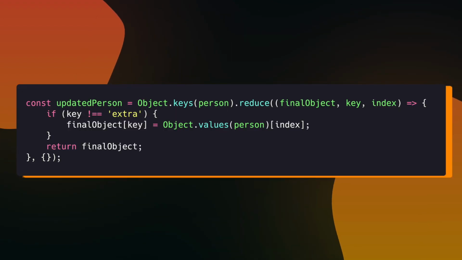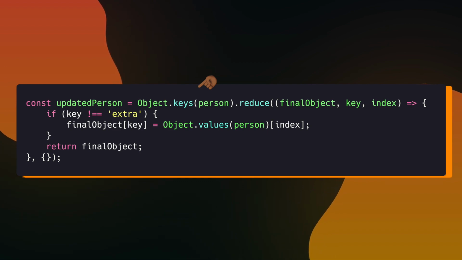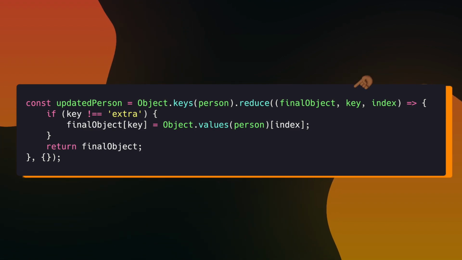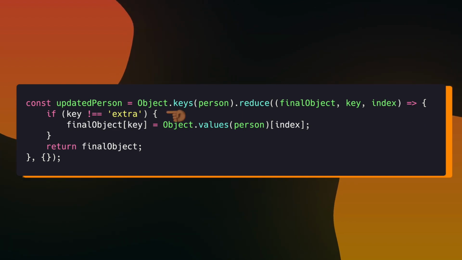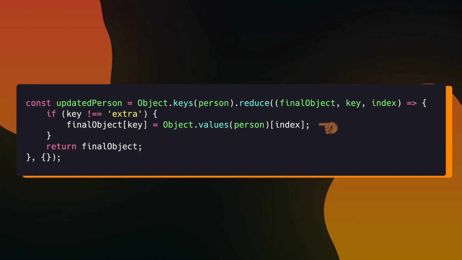So what I'm doing in this code block is that I'm using the Object.keys function to create an array of keys that lived inside of the person object. Now that I have an array of keys, I'm going to reduce over that array, where I have a callback function that takes in 3 arguments, which are final object, key, and index. Inside of this function, I'm basically checking to see if my current key is equal to extra. If it isn't equal to extra, then I want to get its corresponding value and place it inside of my new final object at the current key. And then I return final object.